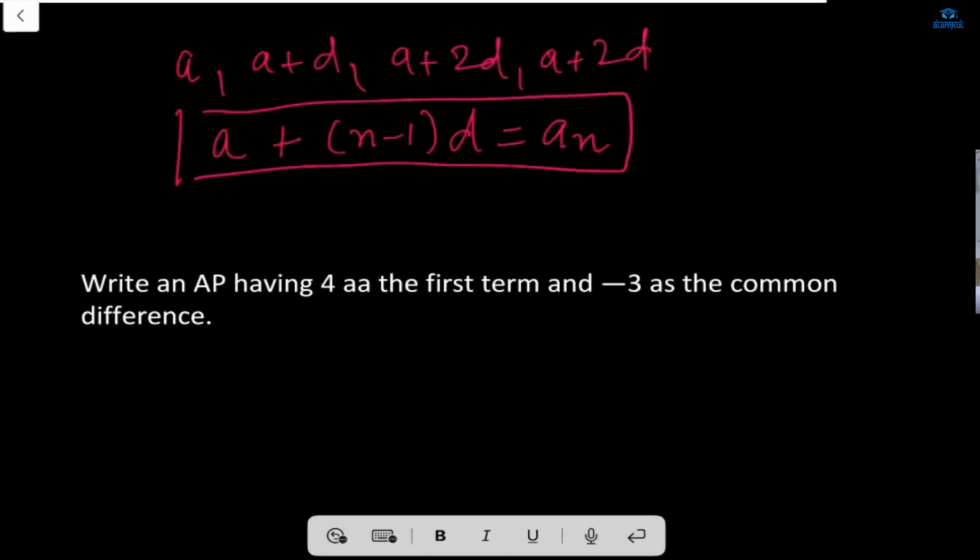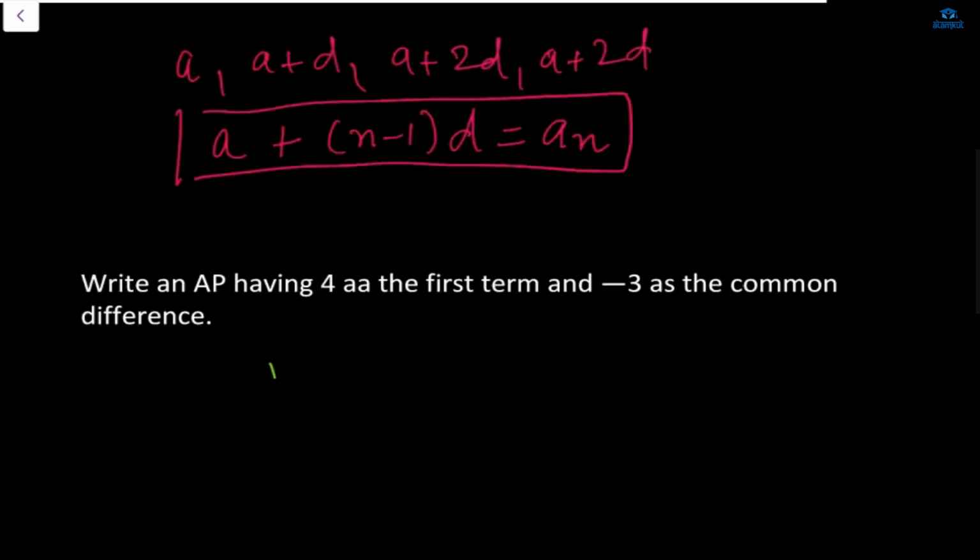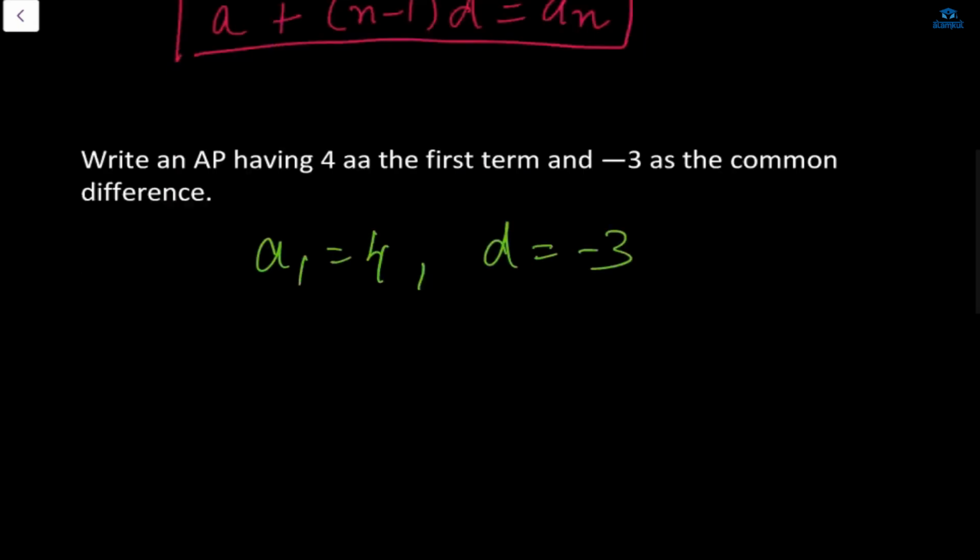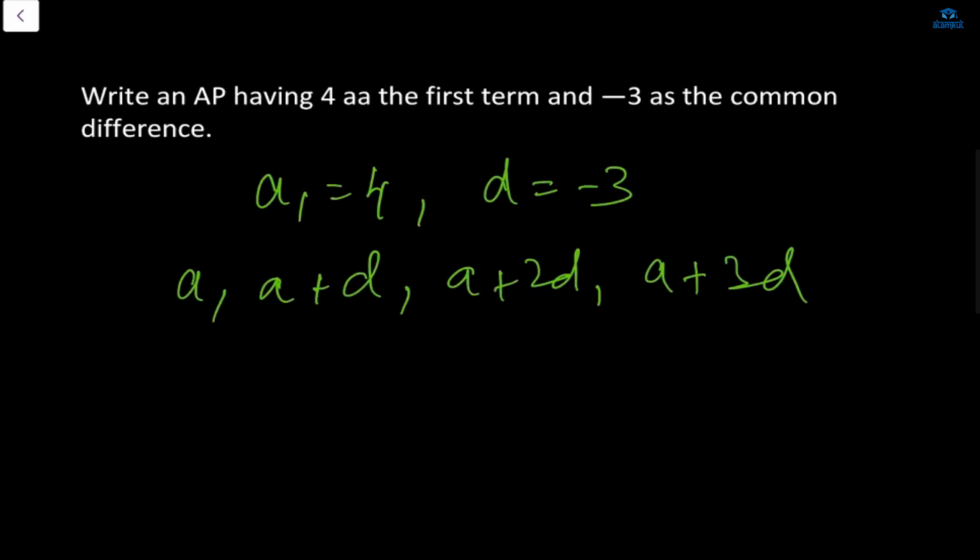Ma'am, how many terms can we write? See, A1 is 4 and D is minus 3. So in fact, you can find the starting terms only. You just apply this A plus D. So A is 4, A plus D will be what? 4 plus minus 3. In 4, you will be adding minus 6, so minus 2 will be there.